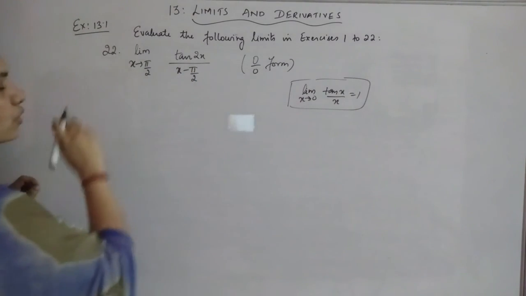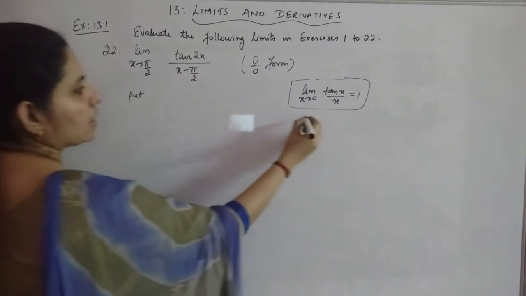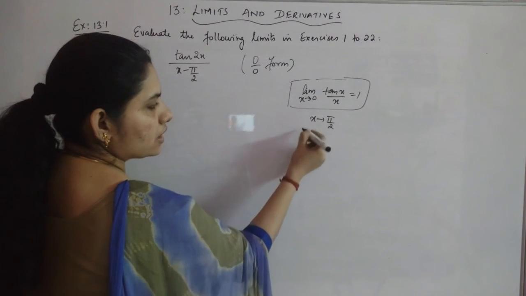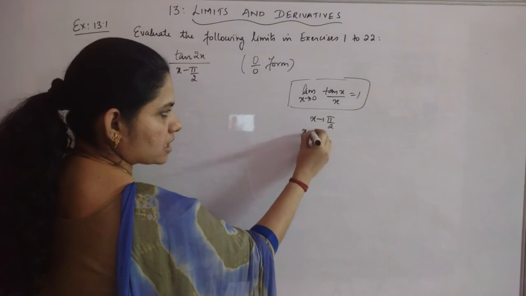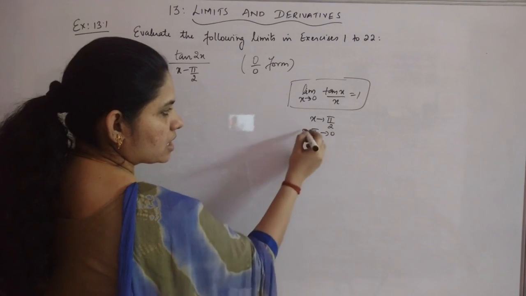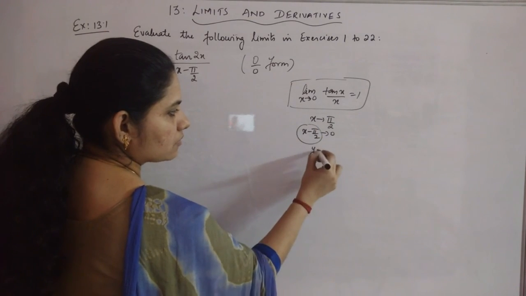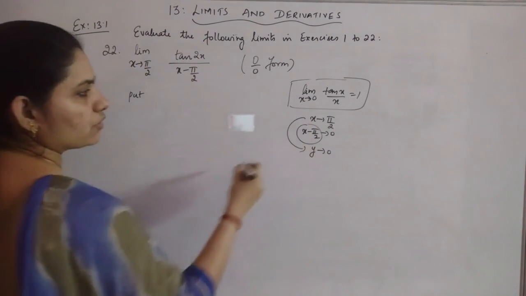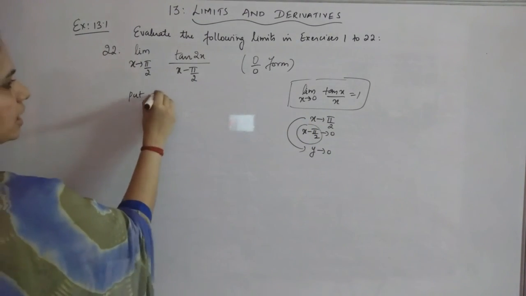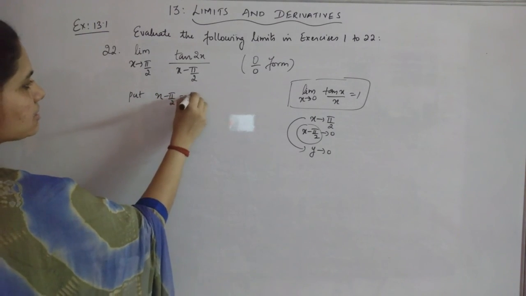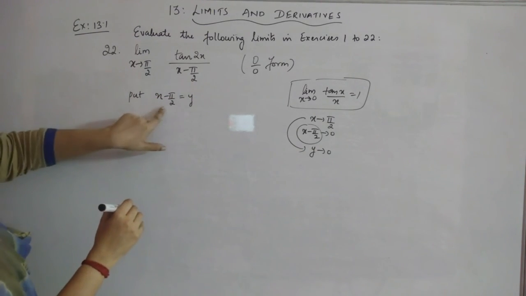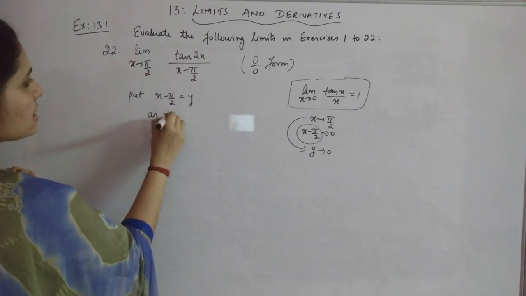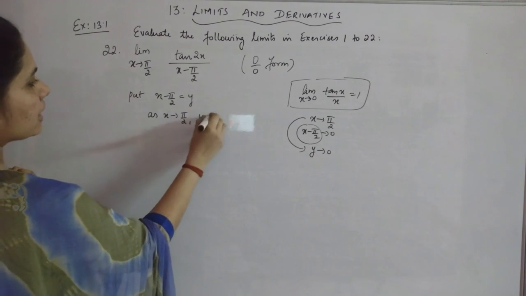So in order to apply that, what we are doing is put here again x tends to pi by 2 is given. So in order to make something tend to 0, we need to take pi by 2 to the left side. That is, x minus pi by 2 tends to 0 it will become. So x minus pi by 2, we are just making it as y, so that y tends to 0 it will become. X tends to pi by 2 will give you y tends to 0. So we are putting x minus pi by 2 as y. So as x tends to pi by 2, y tends to 0.